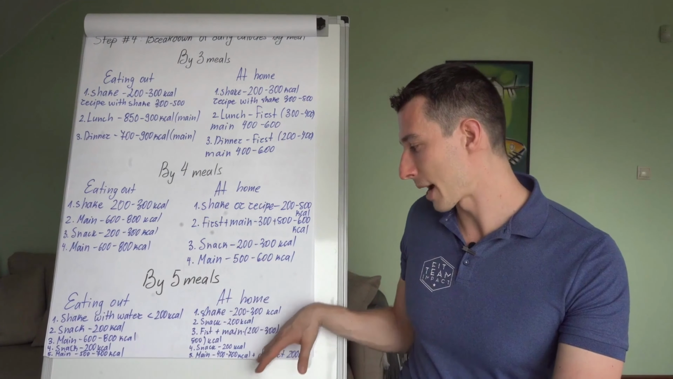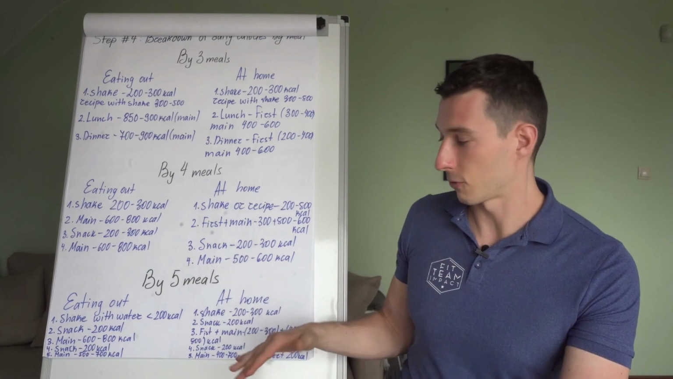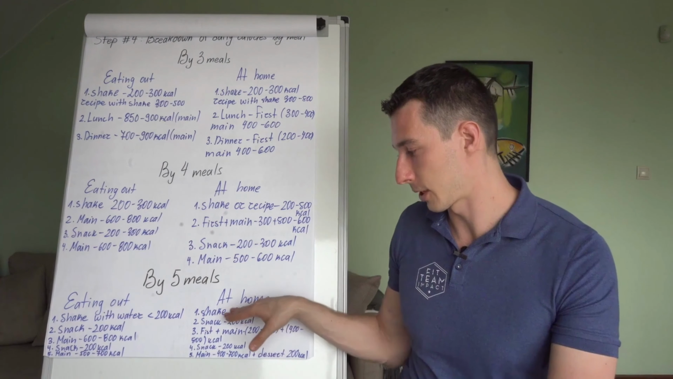And if I'm eating at home, I have more freedom. I have the shake in the morning. I can make it either with soy milk, maybe add some frozen berries just to stay between that 200 to 300 calorie range.